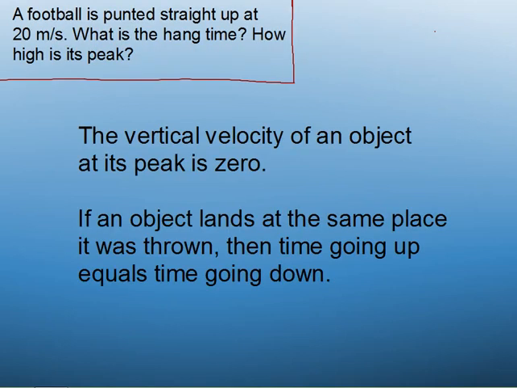For this one, I want to remind you of two really important ideas from the peak trick video. The first one is that the vertical velocity of any object when it's at its peak is zero. That just means that it's neither going up nor down. It's that magical moment in time where it's just frozen for a moment. So you have a velocity of zero when it's up there.